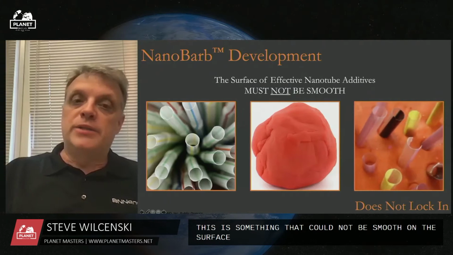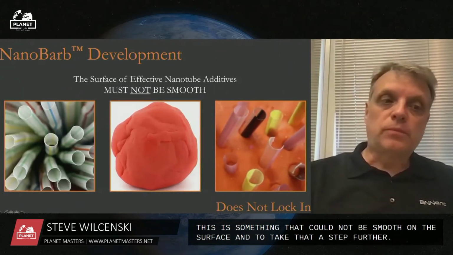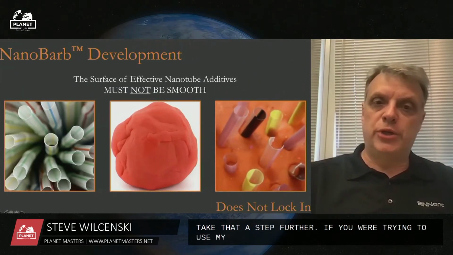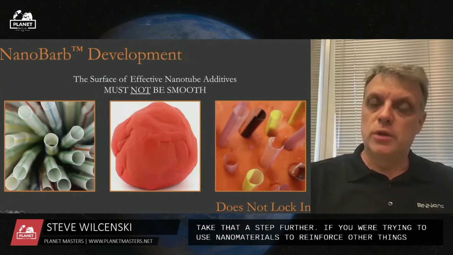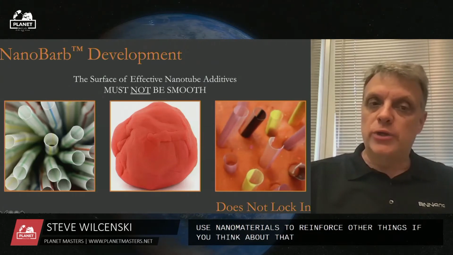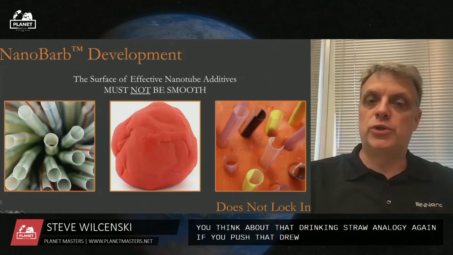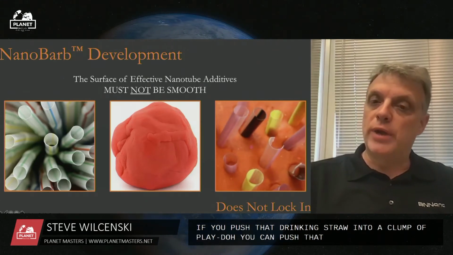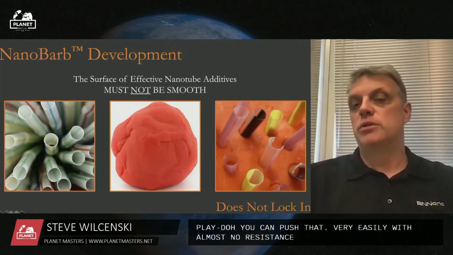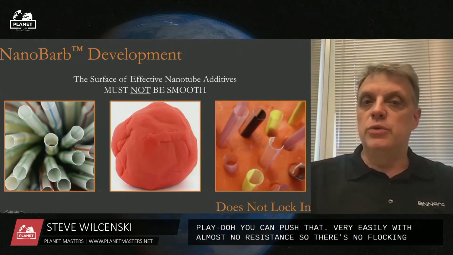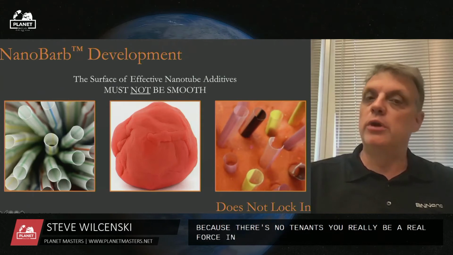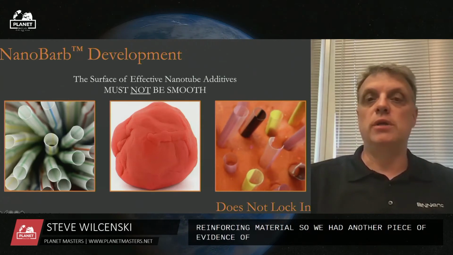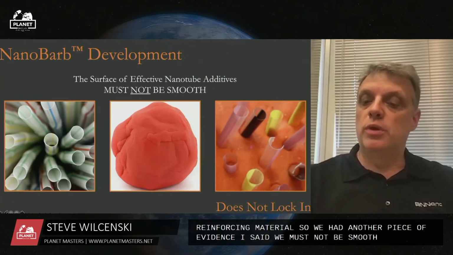And to take that a step further, if you are trying to use nanomaterials to reinforce other things, think about that drinking straw analogy again. If you push a drinking straw into a clump of Play-Doh, you can push that straw in and pull it out very easily with almost no resistance. So there's no lock-in. There's no tendency to really be a reinforcing material. So we had another piece of evidence that said we must not be smooth.